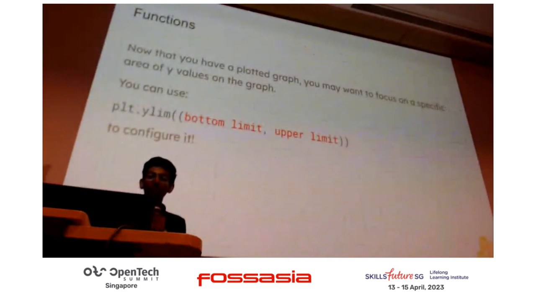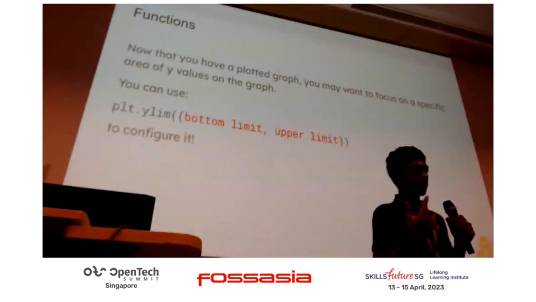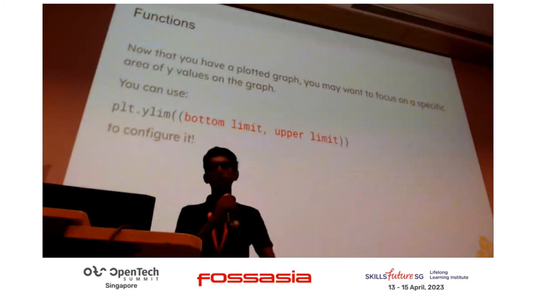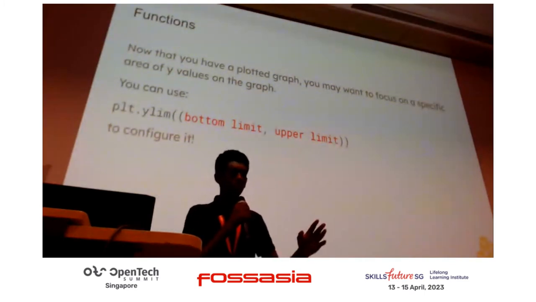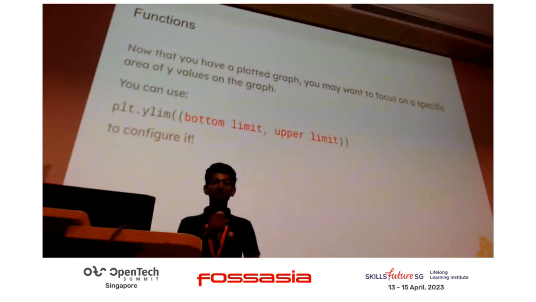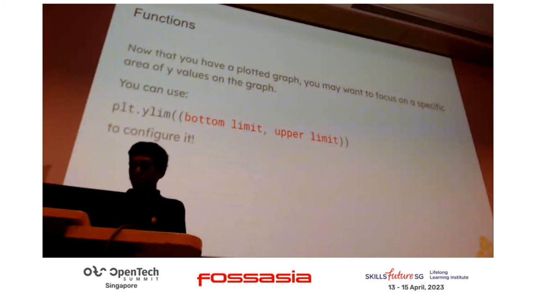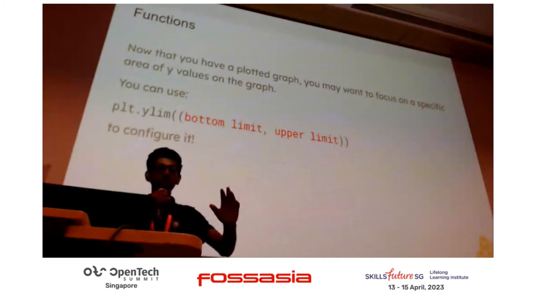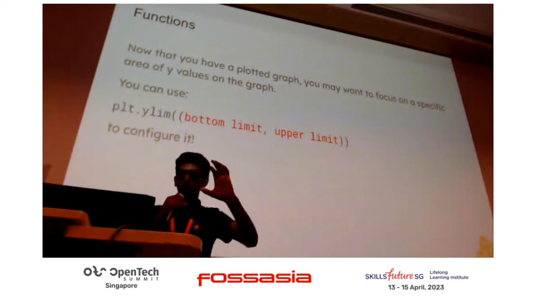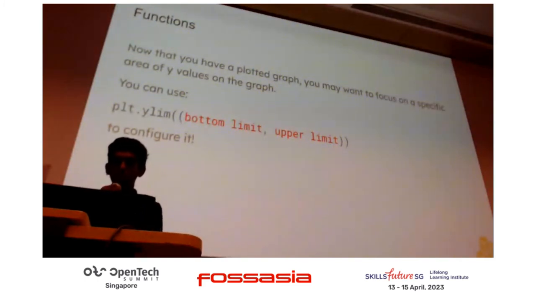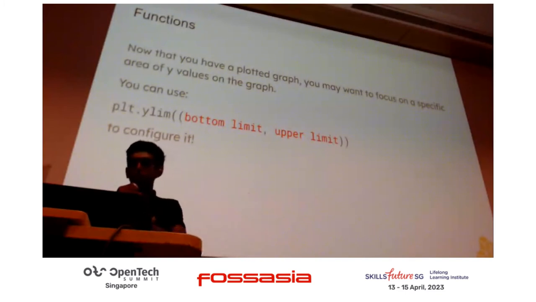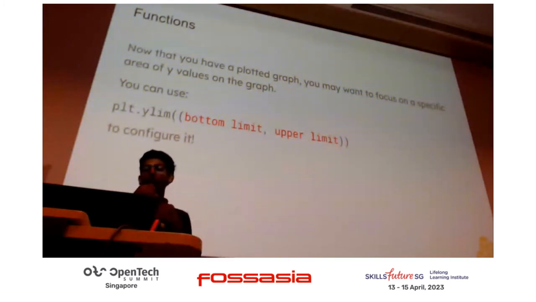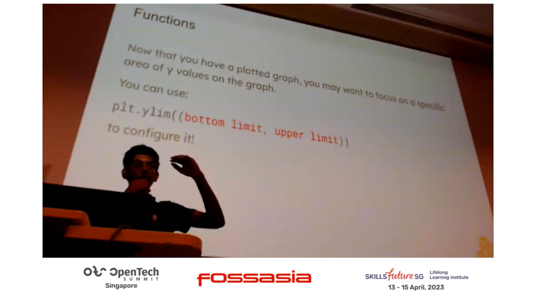Now that we've learned how to customize plots and create graphs, let's say I want this graph to start from 0 and end at 20. Or I want my x-axis to start from 15 and end at maybe 30. How can we do this? This is where your ylim or xlim function comes in. With plt.ylim, let's say I want to limit my y-axis to a range of values. You pass in your bottom limit and your upper limit. Let's say I want 20 to be my bottom limit, so my y-axis starts from 20, and my upper limit to be maybe around 50, so I want my y-axis to end at 50.